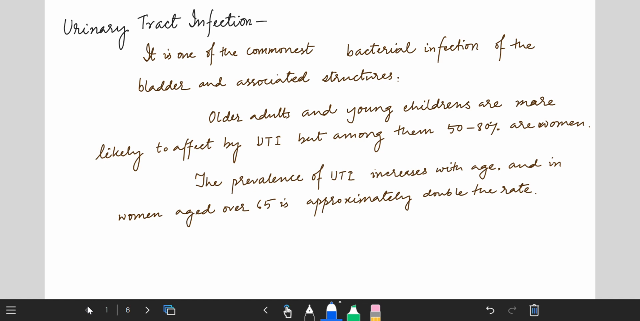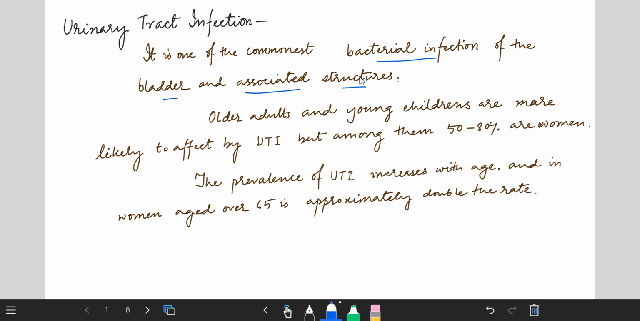Today we will understand about urinary tract infection or UTI. So UTI is the commonest bacterial infection of the bladder and associated structures. It means the structures which are associated with the urinary tract. It can be bladder, it can be urethra, it can be ureter, etc.